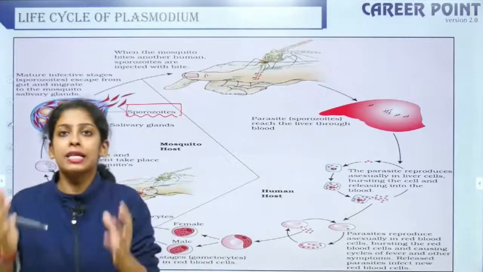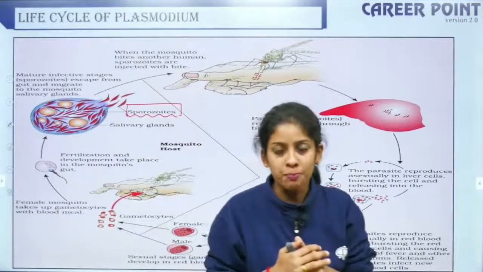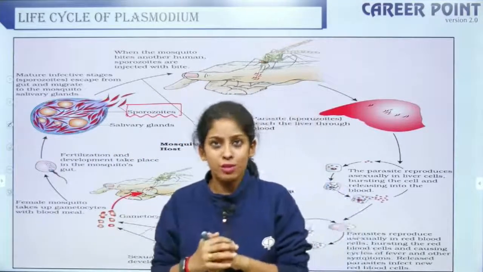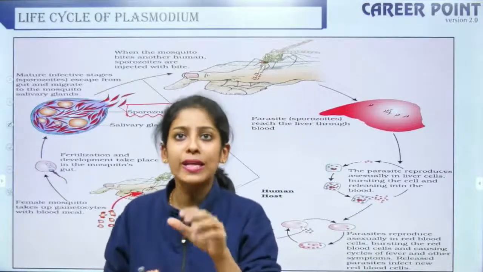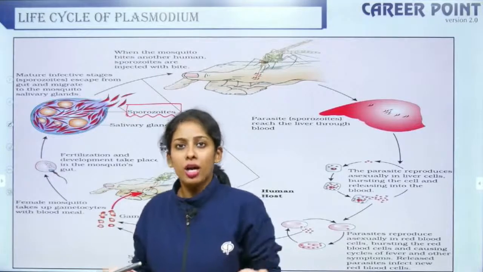So inside the gut of the mosquito, the gametes, the male and the female gametes fuse. When the male and the female gametes fuse, they again form a zygote in the mid-epithelium of the mosquito. Again they mature into an adult, right?